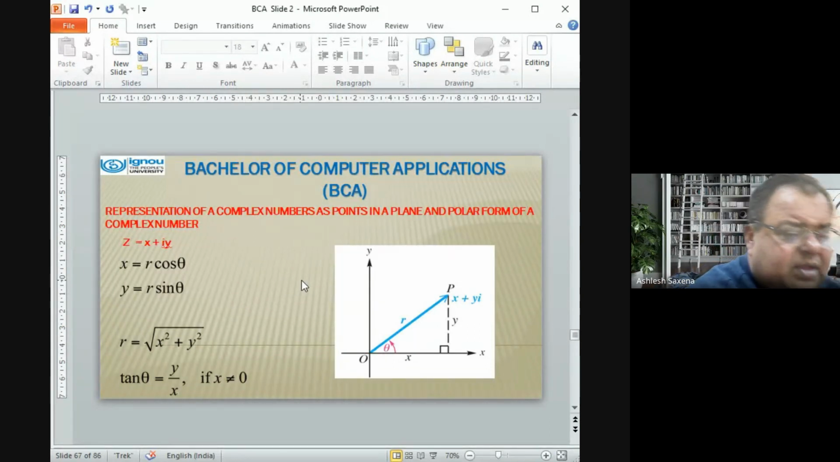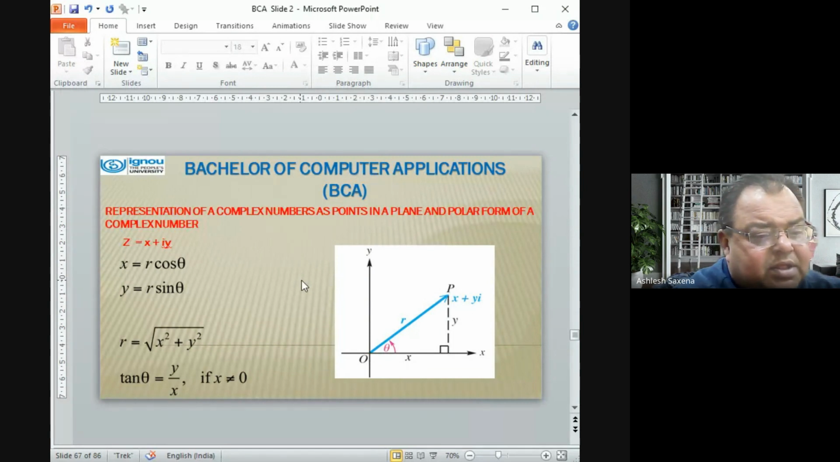When you square these two equations, you get r square cos square theta plus r square sin square theta. Taking r square common, cos square theta plus sin square theta is 1. You will be left with r square is equal to x square plus y square, but you want the value of r. Your r will be equal to plus minus under root x square plus y square. I don't know how many of you are aware of trigonometry: sin square theta plus cos square theta is 1.